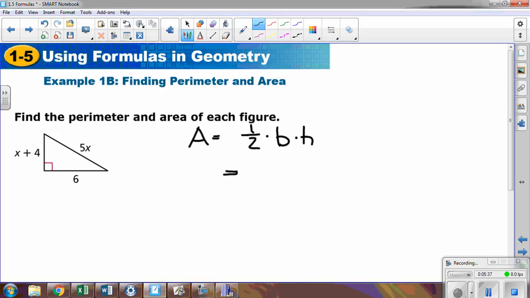Once again, base and height are going to form a 90-degree angle. So where do you see base and height forming 90 degrees? Thus, we'll put them in. 1/2 base times height. And now we'll just start crunching our numbers. 1/2 of 6 is 3.